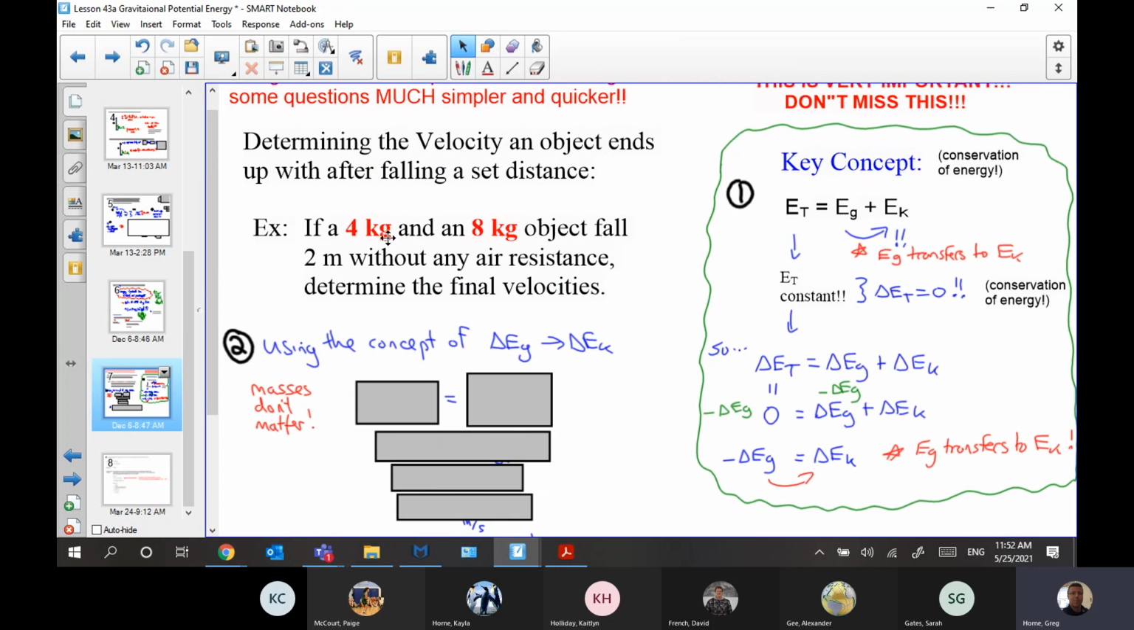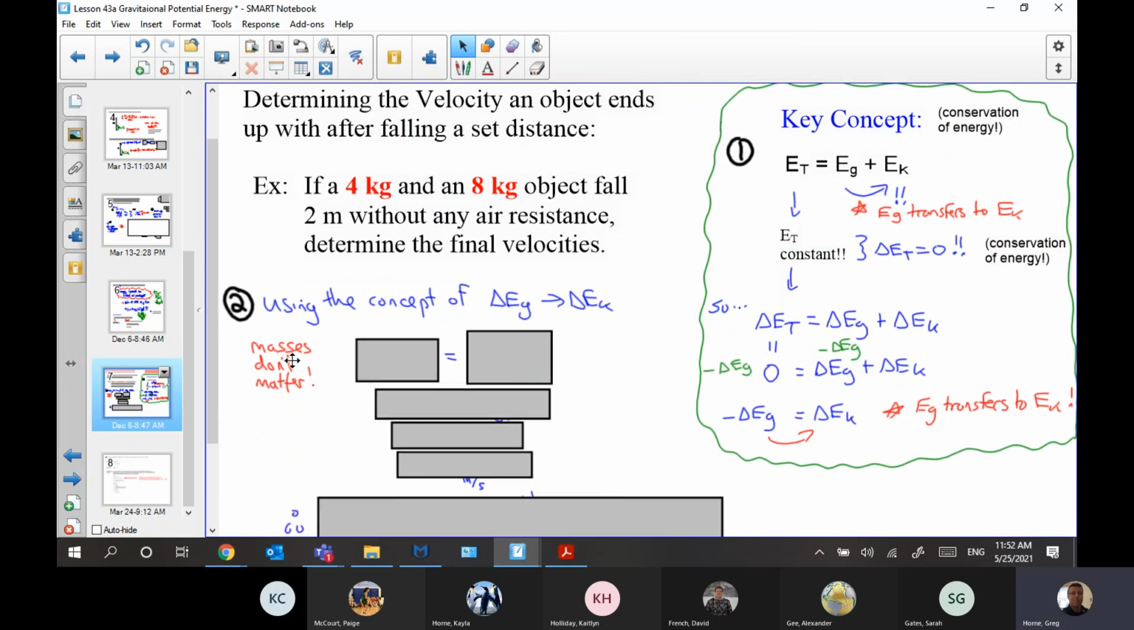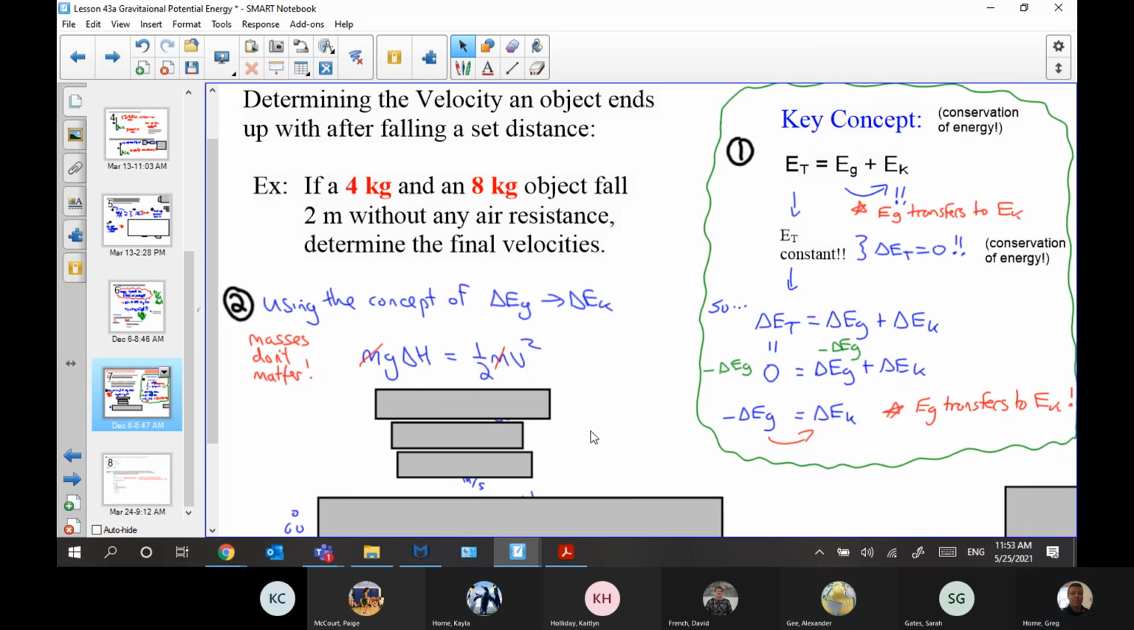So if we had a 4 kilogram object and an 8 kilogram object, both falling 2 meters with no air resistance, we want to determine the final velocities. And of course, we should be able to recognize right away that mass doesn't matter, right? In this equation, it makes it even nicer to see that mass doesn't matter, because we have our mg delta h concept that we just looked over from grade 11, and our other one, 1/2 mv squared. Masses don't matter for velocity.